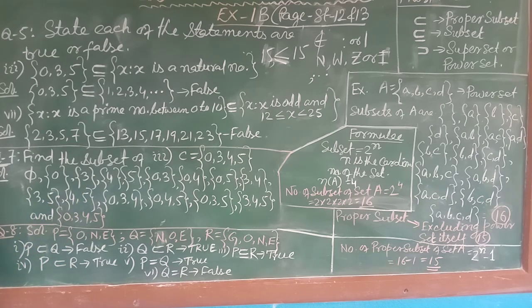Now can you check it through the formula? What is n here? The cardinal number is 4. 2 to the power n means 2 to the power 4, and 2 to the power 4 is 16. Are the subsets 16? Count: 1, 2, 3, 4, 5, 6, 7, 8, 9, 10, 11, 12, 13, 14, 15, 16.